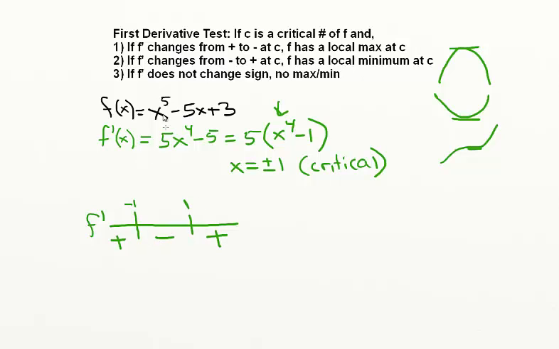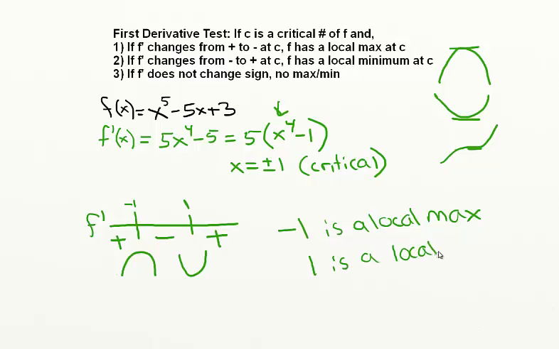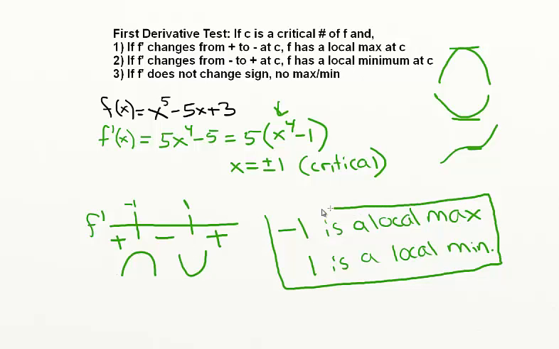Alright, so what does our first derivative test say? If f prime changes from positive to negative, we get a max. If f prime changes from negative to positive, we get a min. So negative 1 is a local max, and 1 is a local min. And those were our only two critical numbers, so those are the only two that we have to check.